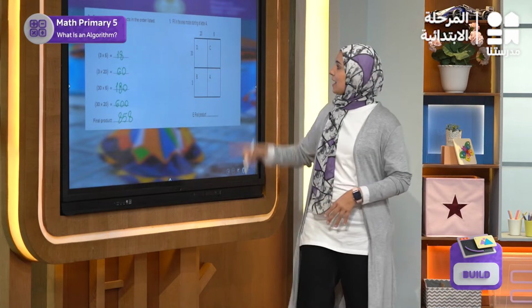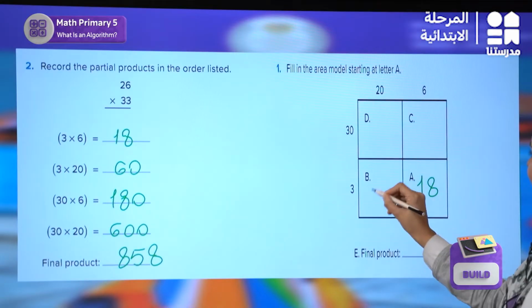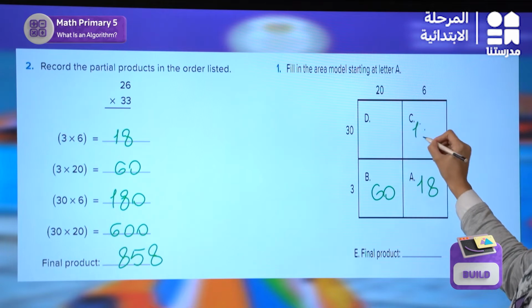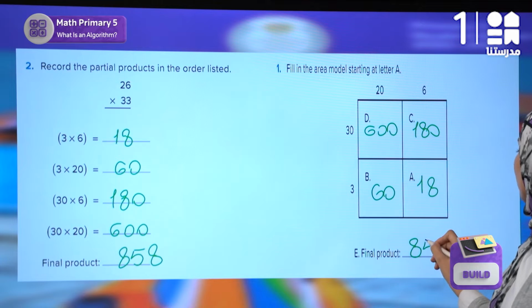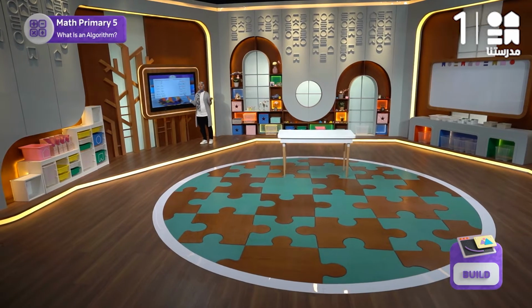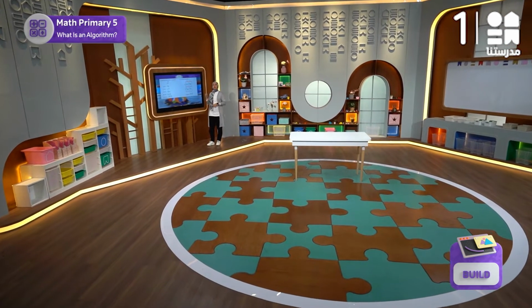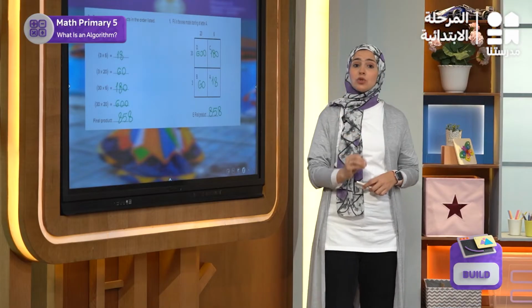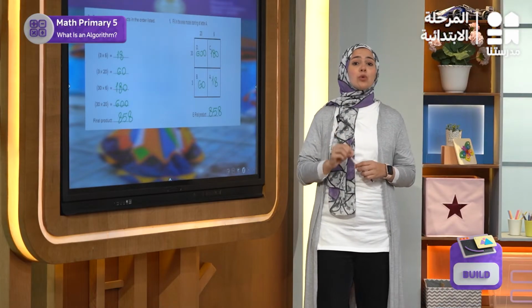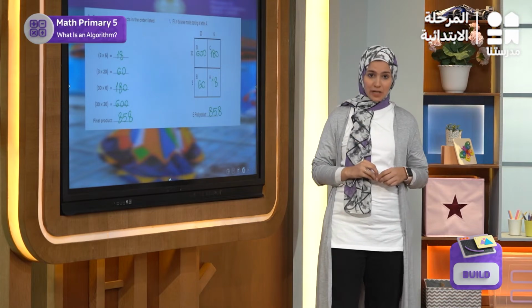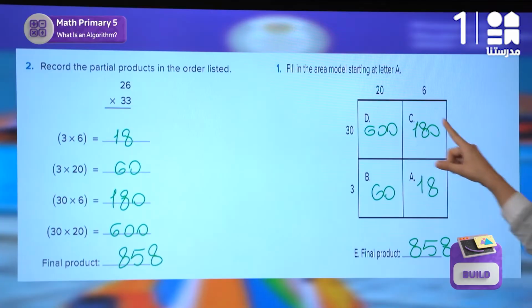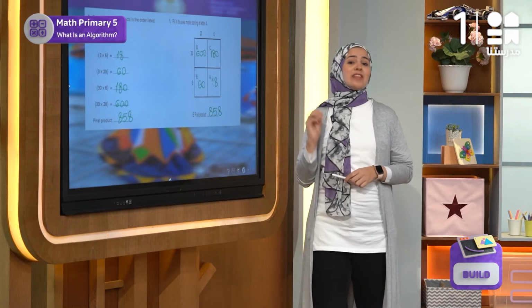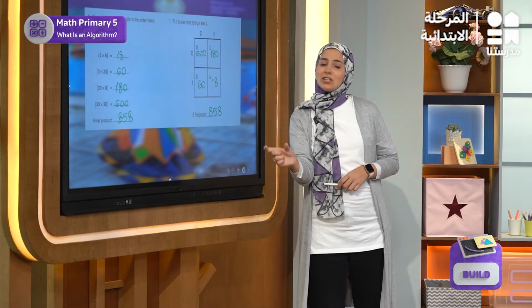Now, if we look at the other way, can we do it? Do you remember the numbers? Here, what did I have? I had 18, then I had 60, here I had 180, and here I had 600. And the answer that I got was what? 858 as well. Now, if we look at the two ways, what will we find? We will find that we decompose the numbers according to their place values and that we went through the same exact multiplication operations. The difference between the two ways is that we don't write the multiplication operation in the area model.